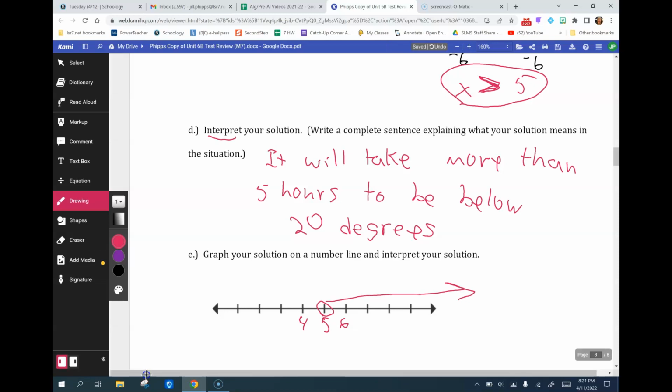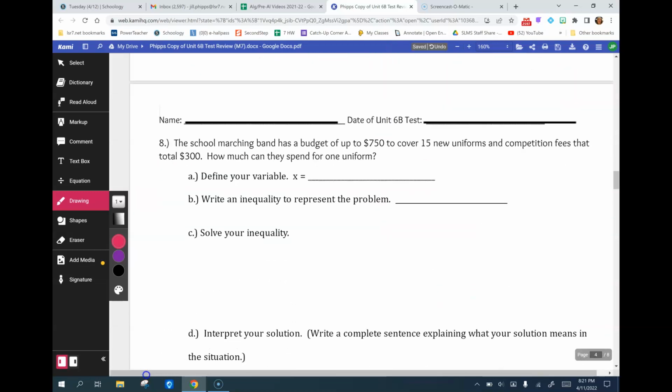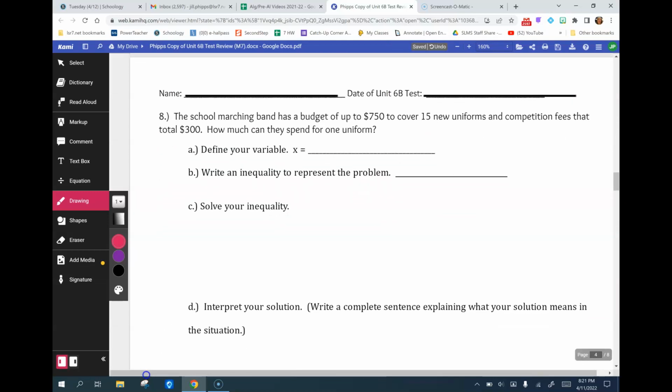Now, the other way I could have done it is picked the number. I could have picked 4 and plugged it in there. 4 is greater than 5. Is that true? No way, that's false. So that's the other reason we know that we're going to graph that direction. Good. Number 8, very similar, very similar. Pause if you haven't already.